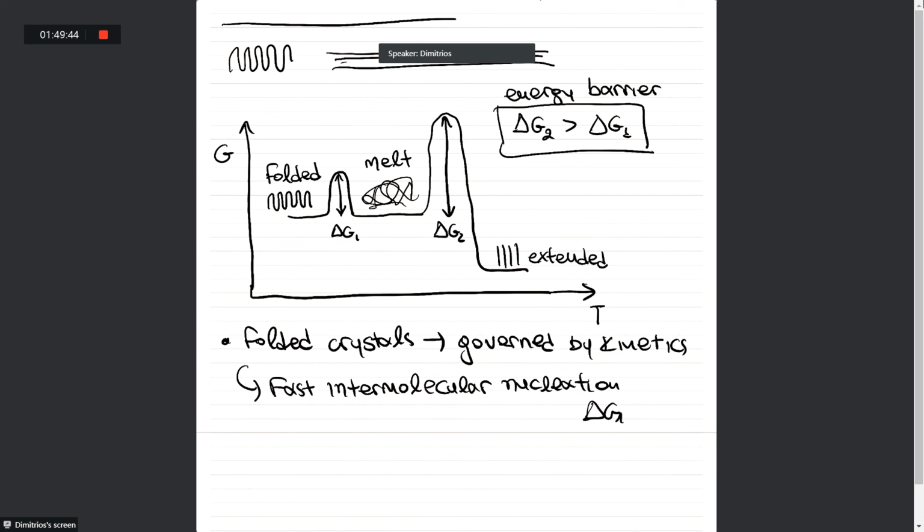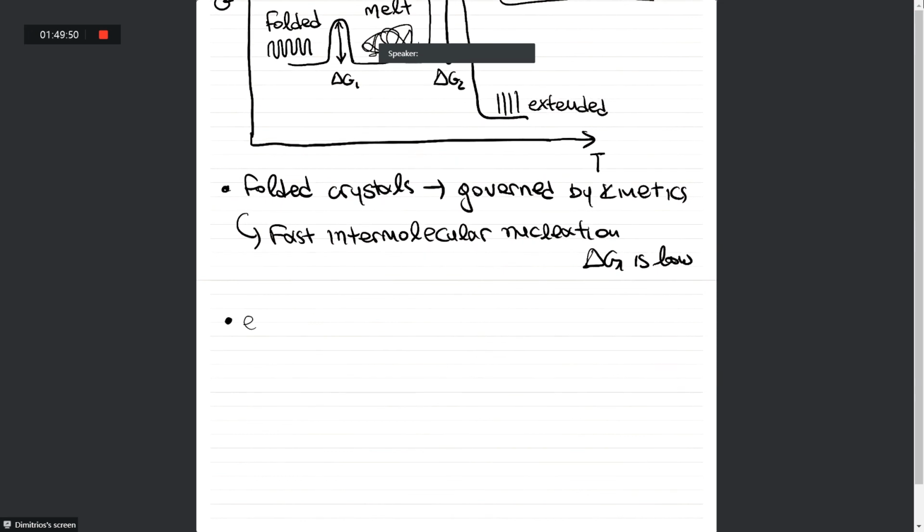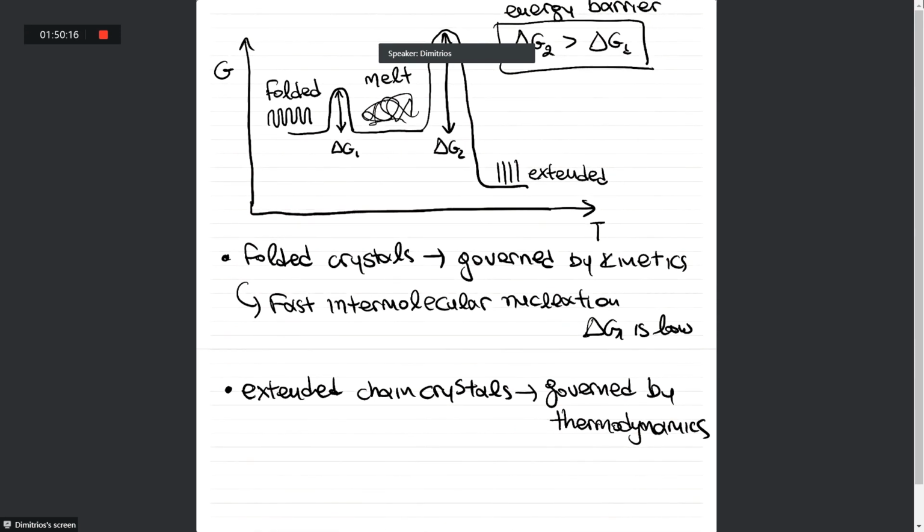Because delta G1 is low. Okay? For the case of the extended chain crystals, this process is governed by thermodynamics. And why is that? It's because you realize that in the case of extended chain crystals, we have significant entropy loss. Okay, the entropy is much lower even compared to the folded crystals.